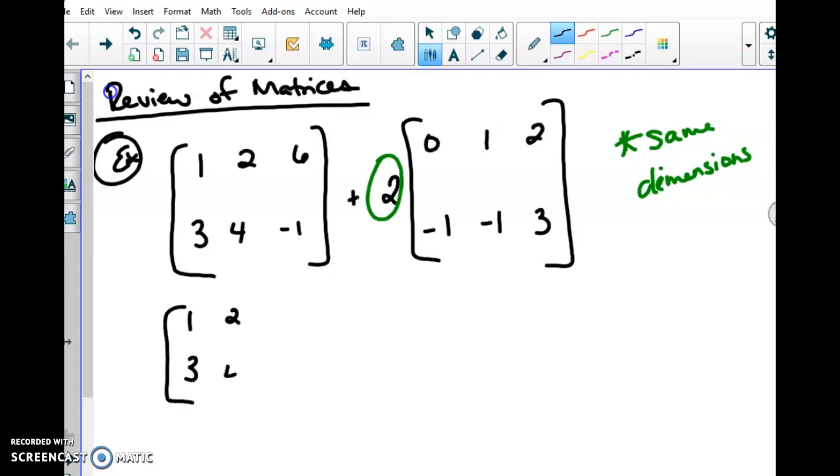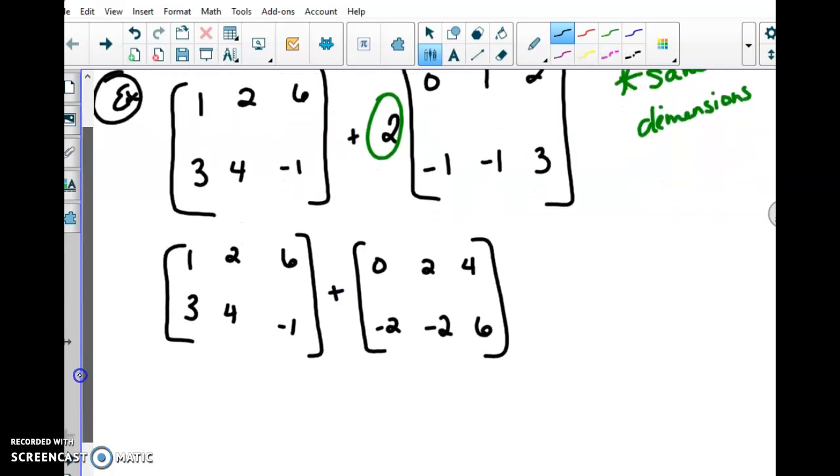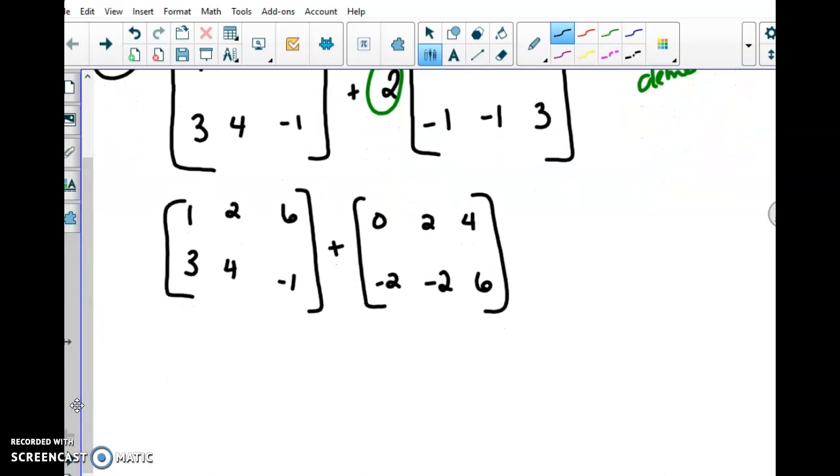Now, it gets a little tricky, remember, if you have a negative there. I personally like to distribute the negative with it and then do addition, but that's up to you. So now that I've done the scalar multiplication, I can just straight add these, and I add them based on element location. So the 1 and the 0 go together, the 2 and this 2 go together, the 6 and the 4. So you're just going in that addition.